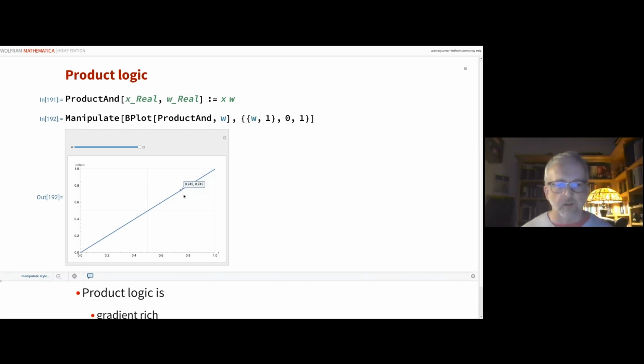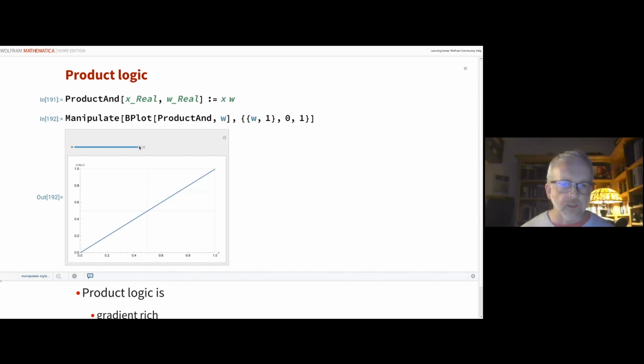Now, in this plot, on the horizontal axis is the input X, and the vertical axis is the output of product and. We can vary the input weight like so. And here I set the weight to 1, or true. And so product and, in this case, should act as a pass-through. And we can see that it does, because when the input is low, the output is low. And when the input is high, the output is high.